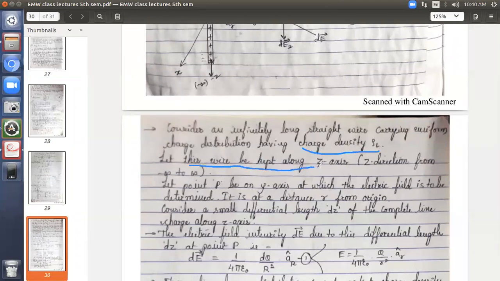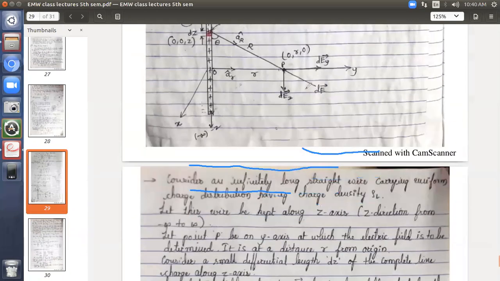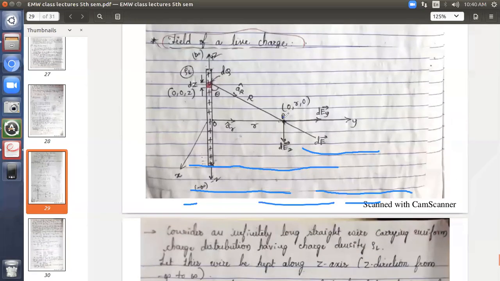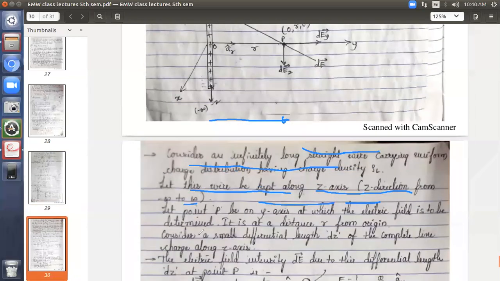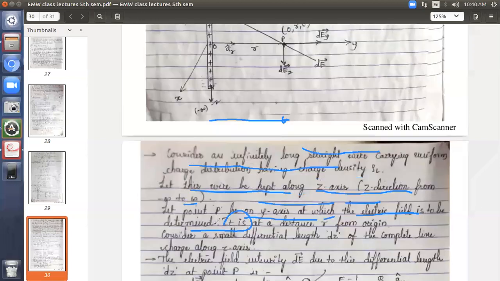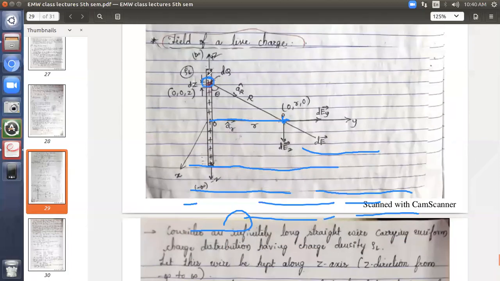And we have kept the wire along the z axis, both positive and negative axis, extending from plus infinity to minus infinity. And P is the point on the y axis at which we need to find the field. Now, it is at a distance r from the origin. Consider a small length dz of the complete wire which is along the z axis. So we have considered only a small portion.